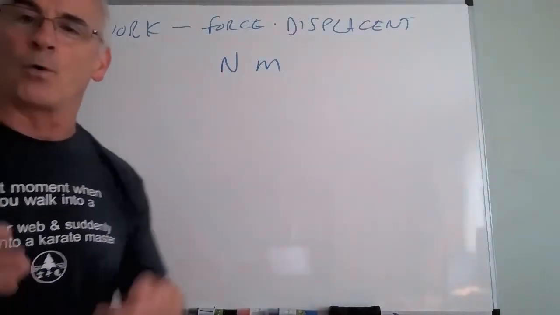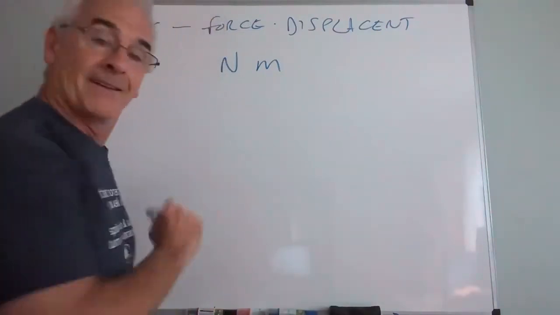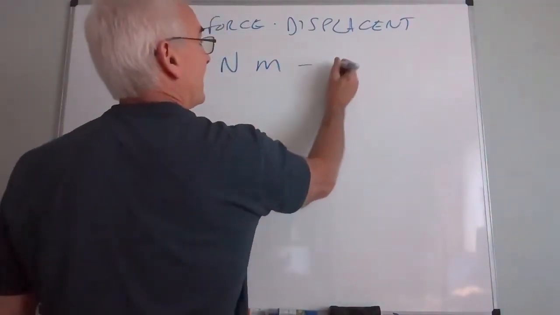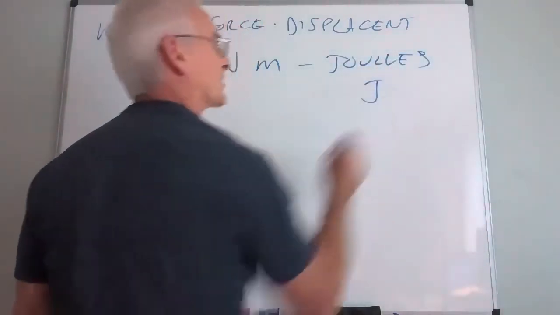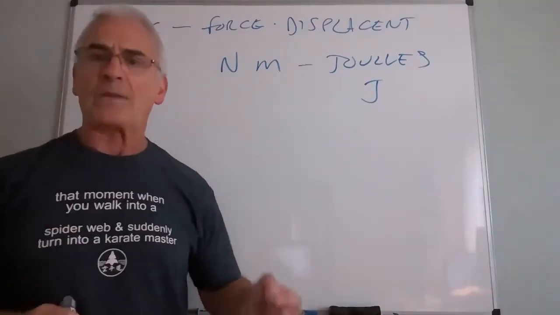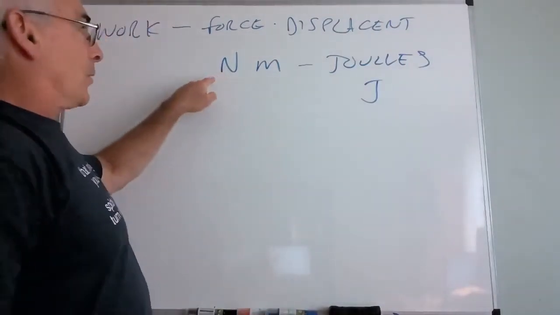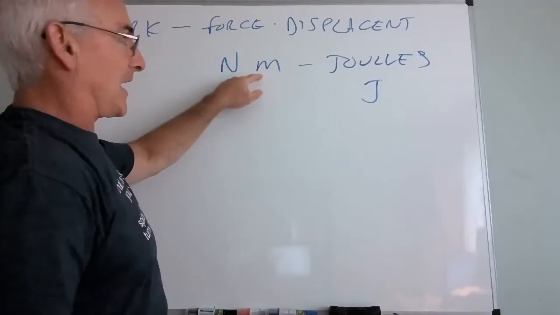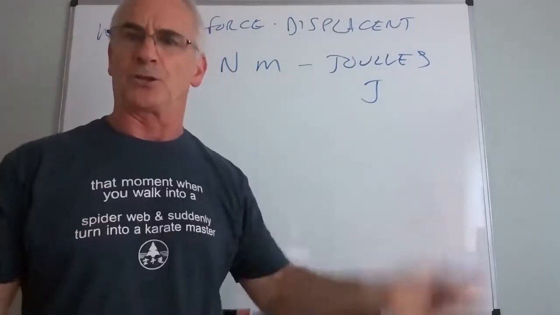Does anybody know what a Newton times a meter produces, the actual unit we use? Anybody say it? Joule. Which we just use a capital J. So joules is the unit of work we use in metric. Now, what if I'm using bazillions of these guys? Do I use a different unit? No, you just say, I have 1,000 joules or 1,000,000 joules.